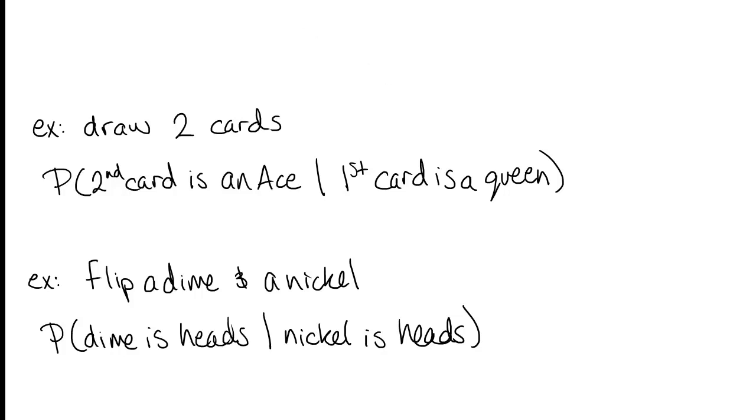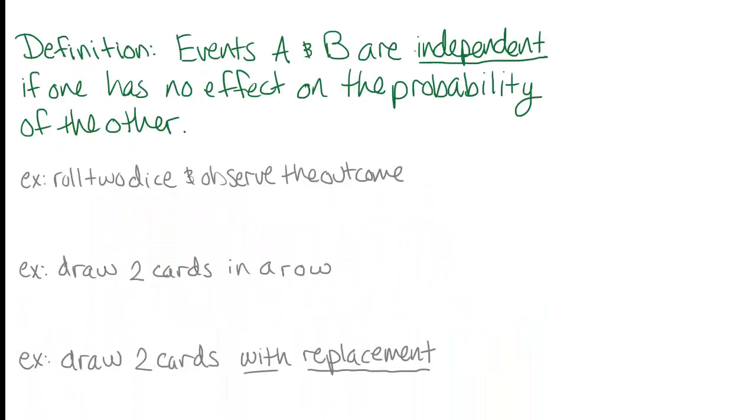If you're thinking about this, you might notice that the probability that the dime comes up heads really doesn't matter what the nickel was. So the probability that a dime comes up heads, given that the nickel is heads, is really just the probability that the dime is heads. And this quality is something that is pretty important in probability, so it has a name. So we've got a definition here. Events A and B are independent if one event happening has no effect on the probability of the other.